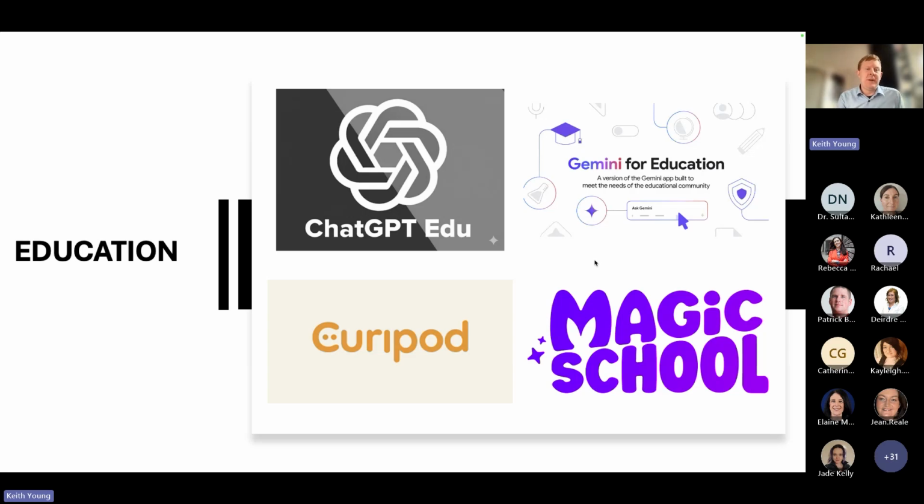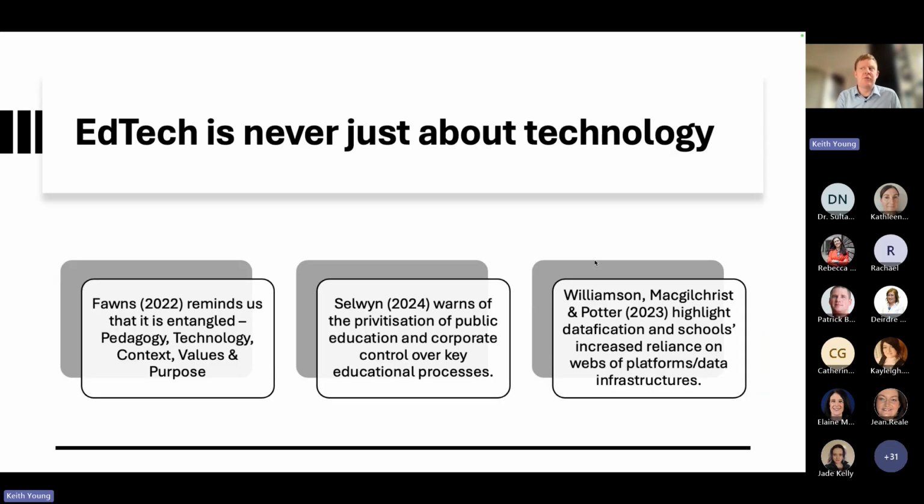And with all these companies, we obviously have to be careful of their encroachment on the education system, because EdTech itself is never just about technology. Tim Fawns reminds us that it is entangled: pedagogy, technology, context, values, and the purposes of education. Selwyn warns of the privatization of public education and corporate control over key educational practices. And Williamson, McGilchrist, and Potter highlight datification and schools' increased reliance on platforms and data infrastructures.